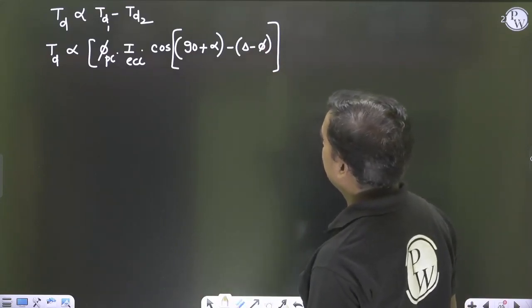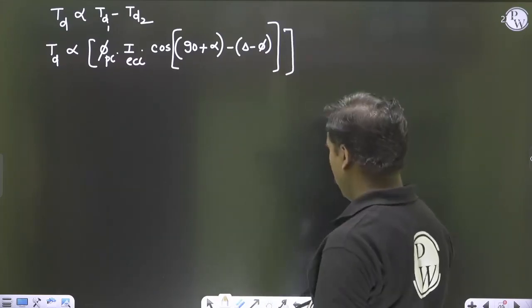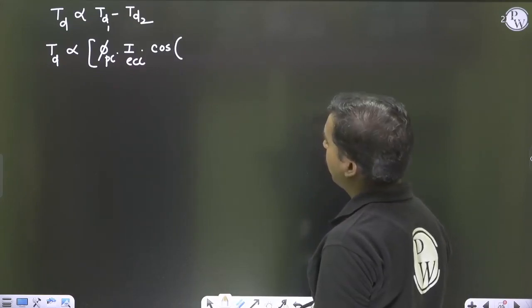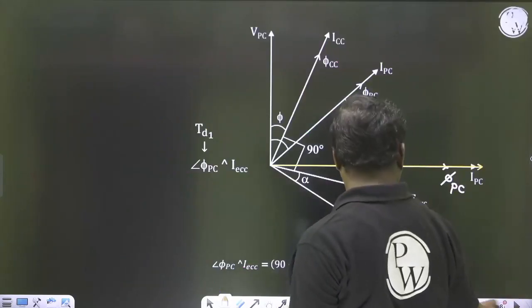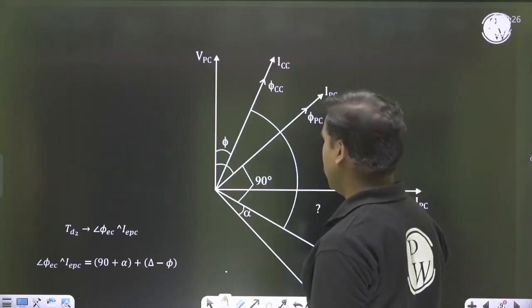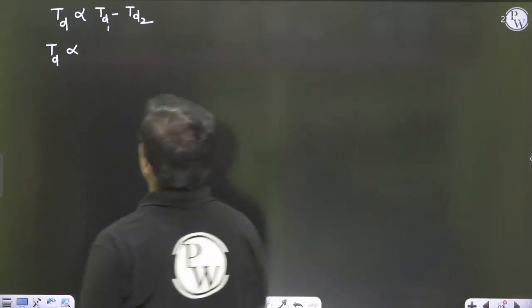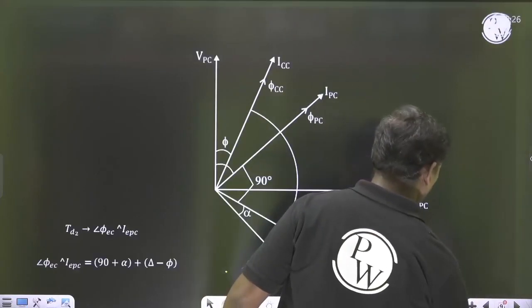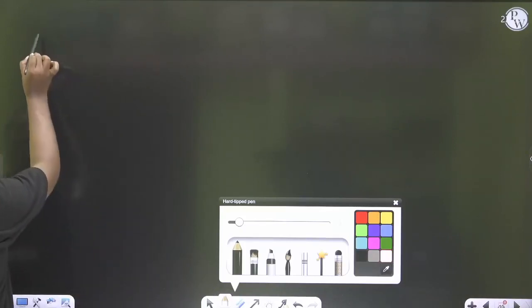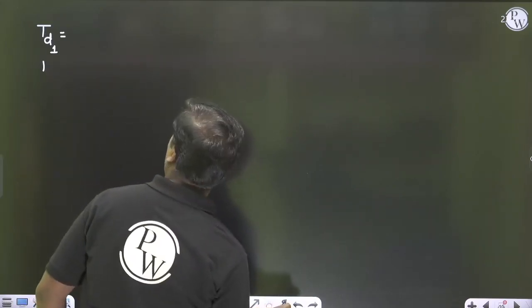Okay, so this is our TD1. Let me do one thing. Once again, let me write the TD1, TD2 expressions. We have done TD1, TD2, right? So we will take those expressions. See, what is the TD1 expression?